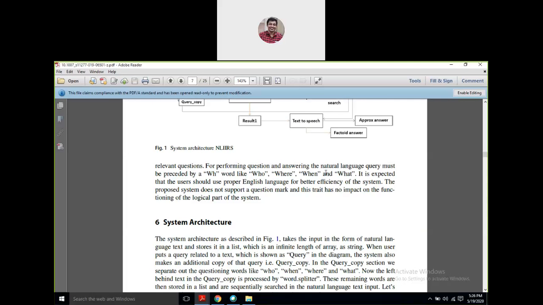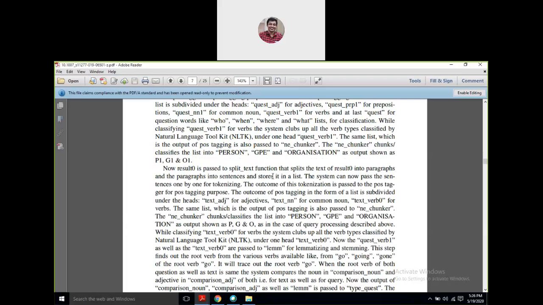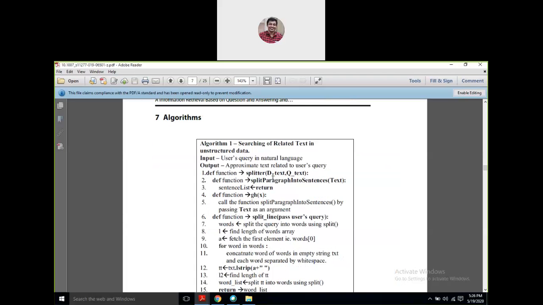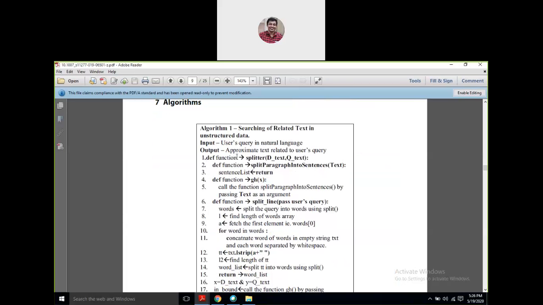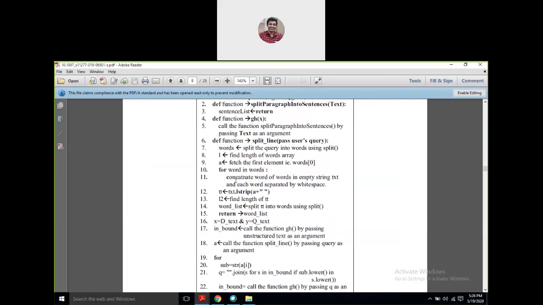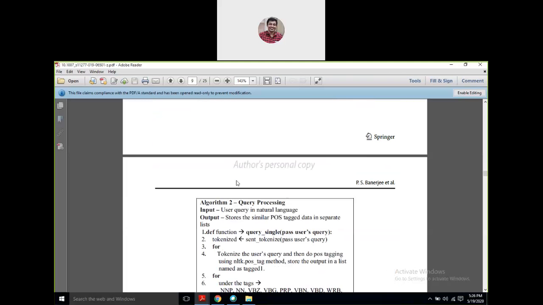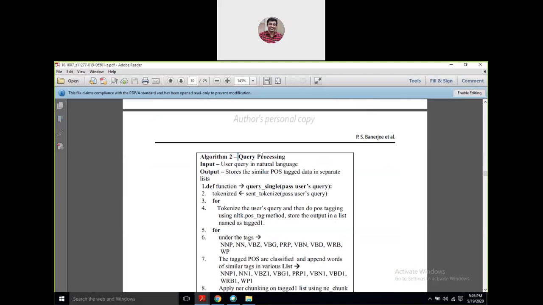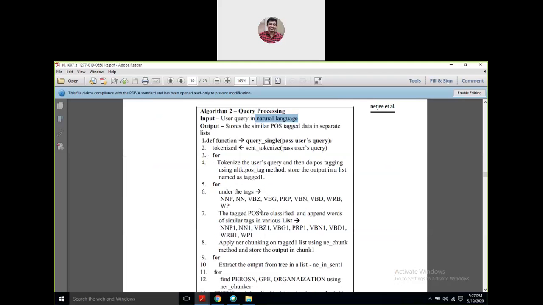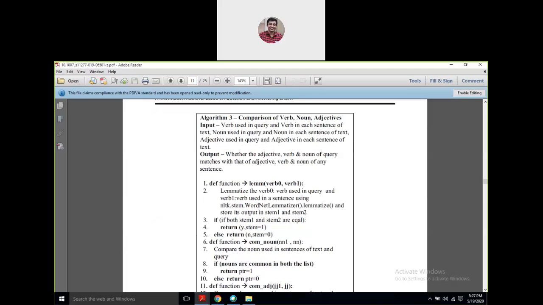And the system architecture that you've seen above. And these are the algorithms that we have gone through or we have developed as a whole. The search related algorithms, the set of algorithms we do at the second, and the query processing algorithm on natural language text data. Right. Now, you do a third one, like comparison of verb, noun, adjectives, and inputs.